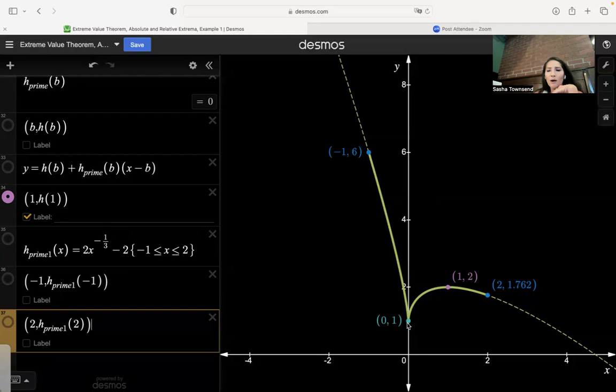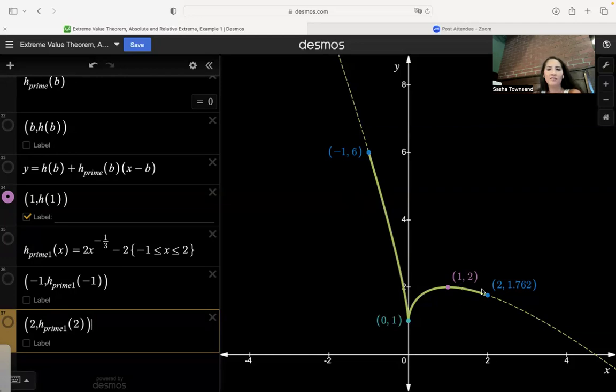Well, the smallest y value is obviously the one at the very bottom of the graph. y is equal to 1 down here, so that's the absolute minimum. And the absolute maximum of our function on the interval is y equals 6, and it occurs when x equals -1. So we get an absolute min of 1 when x equals 0, and we get an absolute max of 6 when x equals -1.